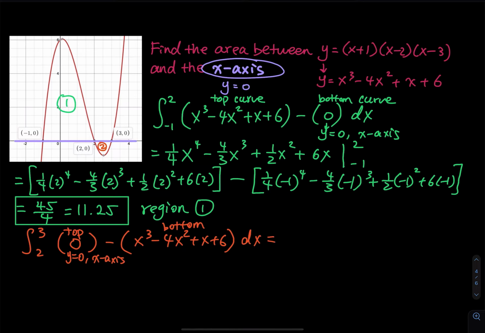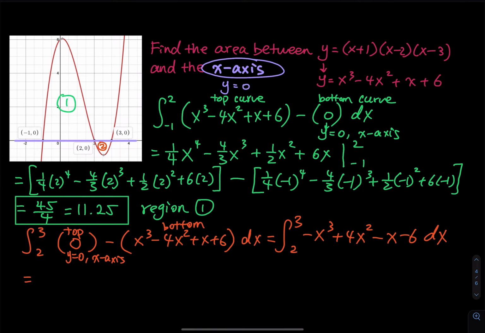And then this is 2 to 3, and then you just have to deal with the negative, right? So negative x to the third plus 4x squared, and then minus x, and then minus 6 dx, and then you integrate. So that is equal to negative 1 over 4 x to the fourth plus 4 over 3 x to the third, and then minus 1/2 x squared minus 6x, such that x goes from 2 to 3.